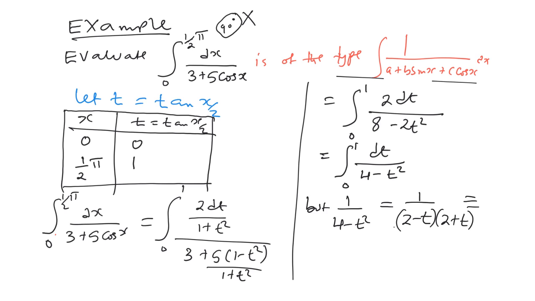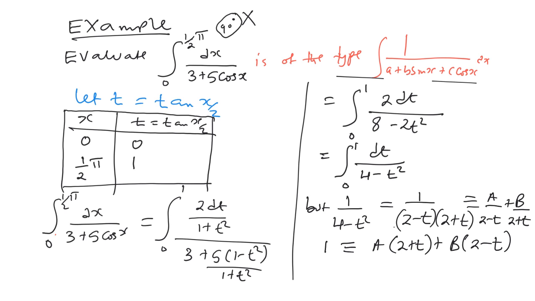which by partial fractions is A over 2 minus t plus B over 2 plus t. So you can write 1 is equivalent to A times 2 plus t plus B times 2 minus t. What happens is when t equals 2, the B term cancels out and we have A equal to 1 over 4. What if t is equal to negative 2? We shall have B also 1 over 4. So A equals 1 over 4 equals B. A and B are the same. So we can now go ahead and split this and write the integral. Then after, we have the final answer.